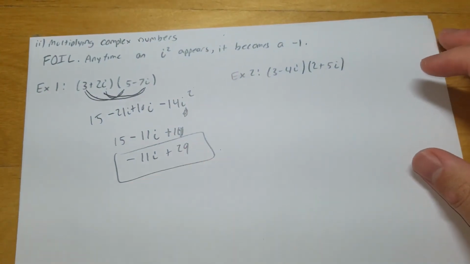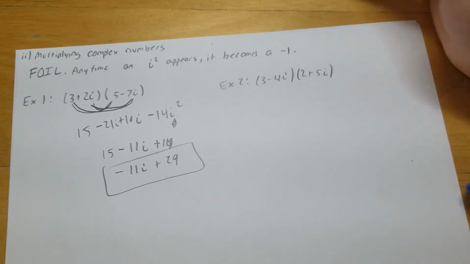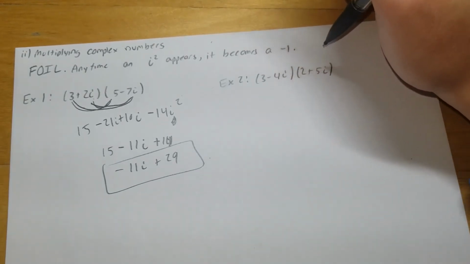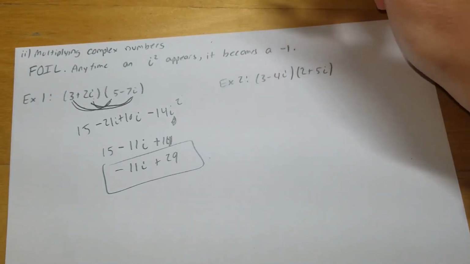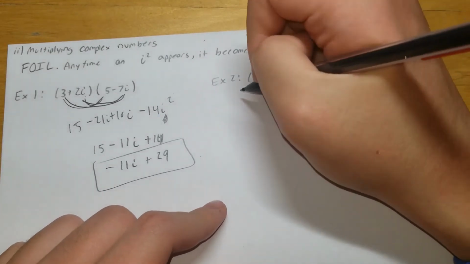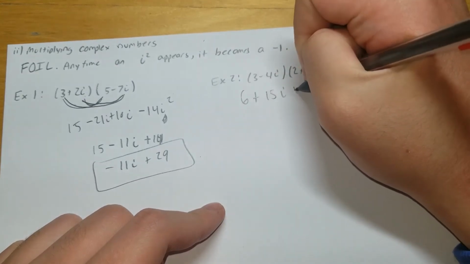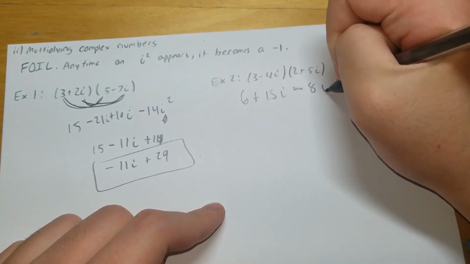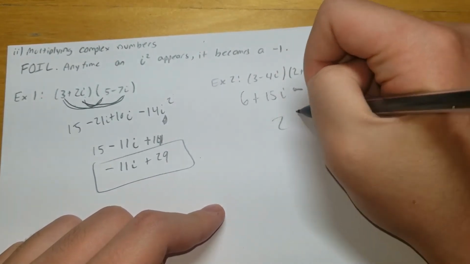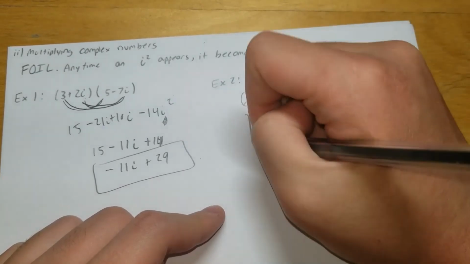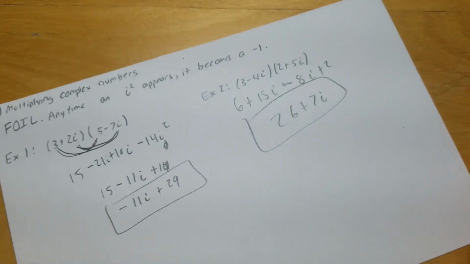Okay. The next one, 3 minus 4i times 2 plus 5i. What you have to do, I'll just skip the process since you're probably familiar with it already. 6 plus 15i minus 8i plus 20. This would be simplified down to 26 plus 7i. And that's it.